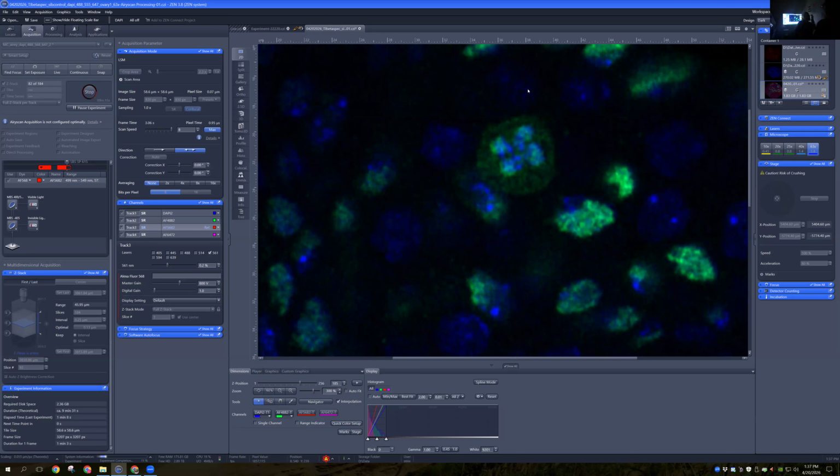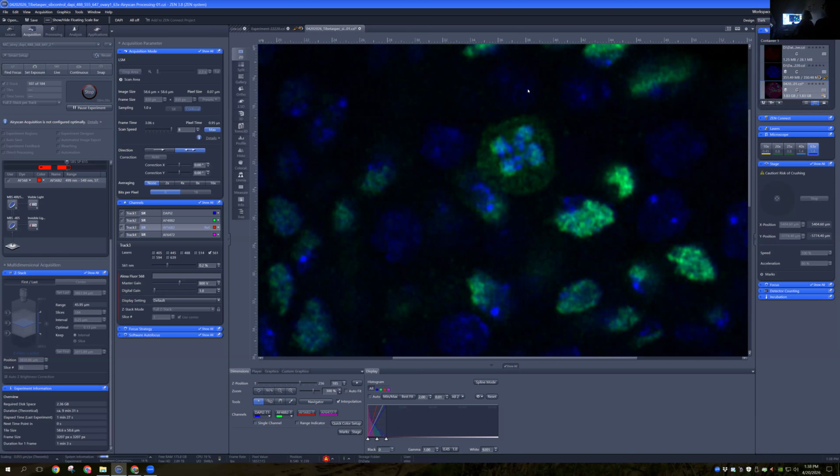Okay, so I started this experiment earlier this morning, and when I was imaging one of the ovaries, I noticed that there was this very cool cell that is actually preparing to undergo division.